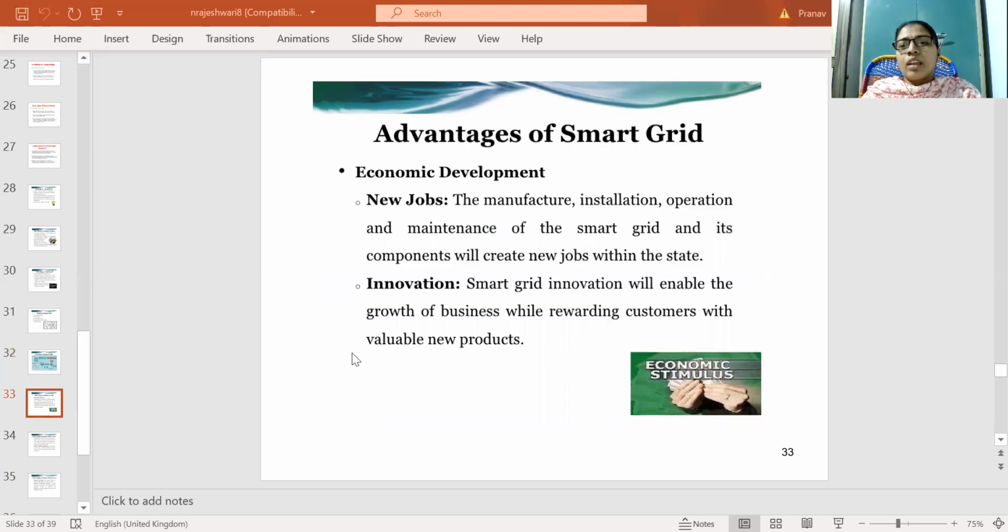Coming to the advantages of smart grid. First, it is economic development. In that, new jobs will be available with these smart grids. The manufacturing, installation, operation, and maintenance of the smart grid and its components will create new jobs within the state. Coming to innovation, the smart grid innovation will enable the growth of business while rewarding customers with valuable new products.